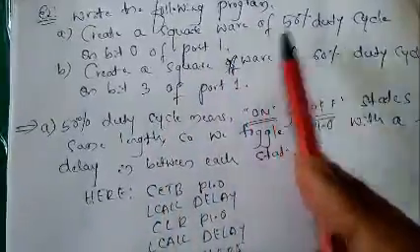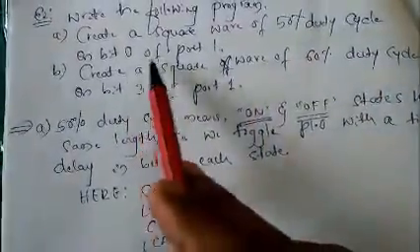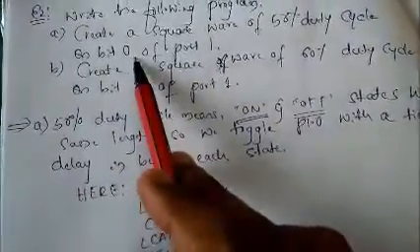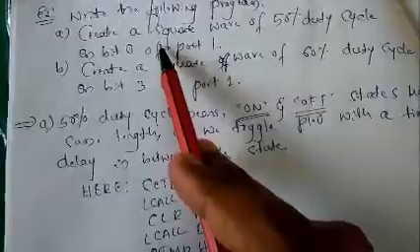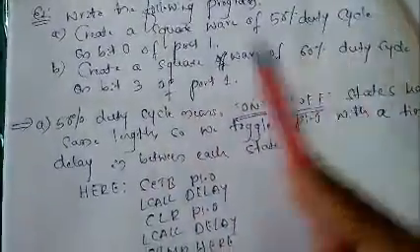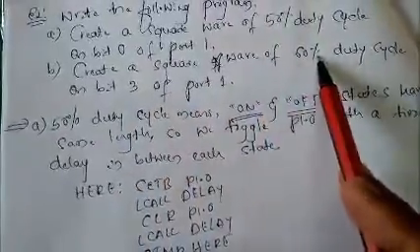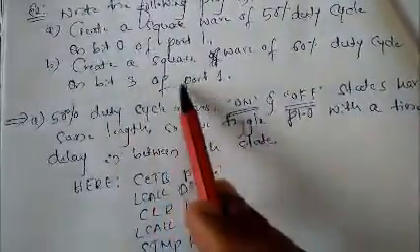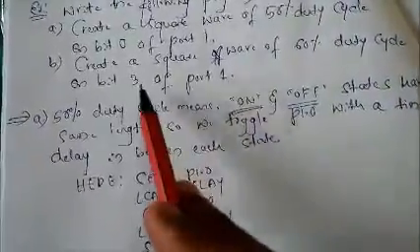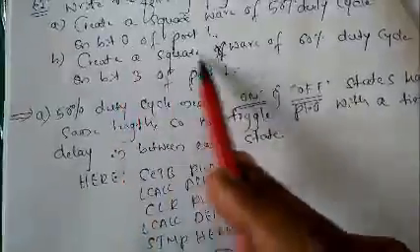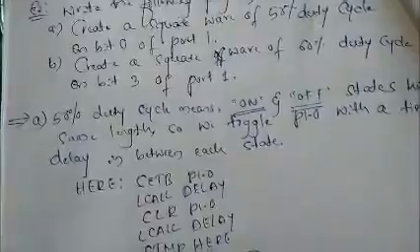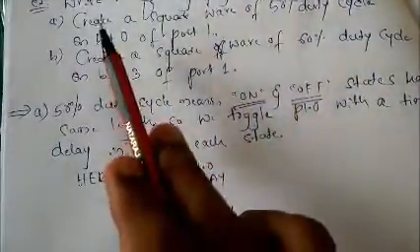Create a square wave of 50% duty cycle on bit 0 of port 1. So that means by using port 1's 0th pin, you have to create a square wave for the 50% duty cycle. Similarly, create a square wave of 60% duty cycle on bit 3 of port 1. So same thing will repeat, but here this is port 1's 3rd pin. This is also I need to create a square wave for the 60% duty cycle. Is it clear?